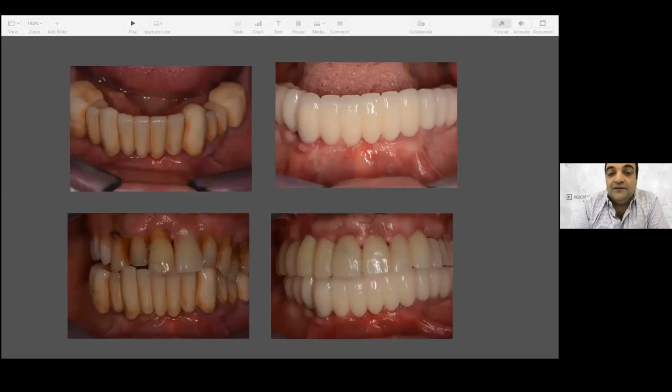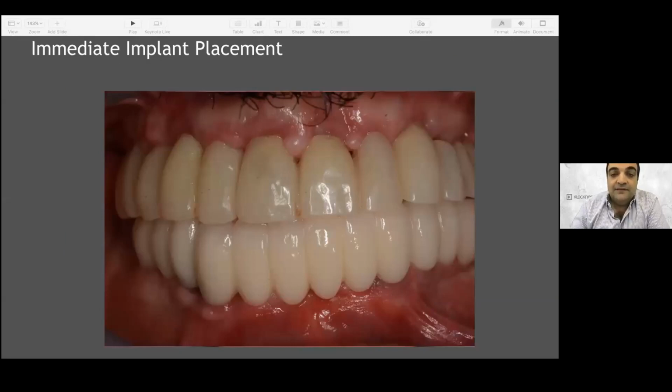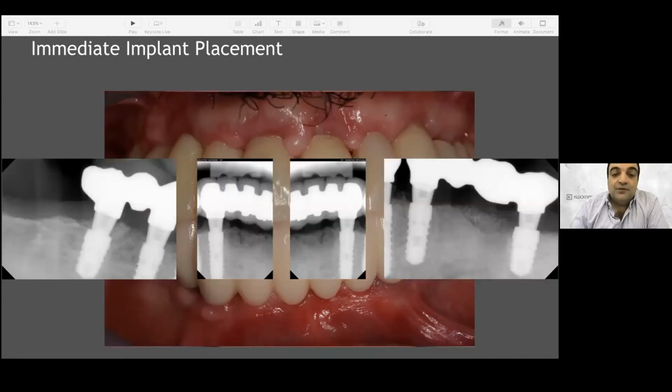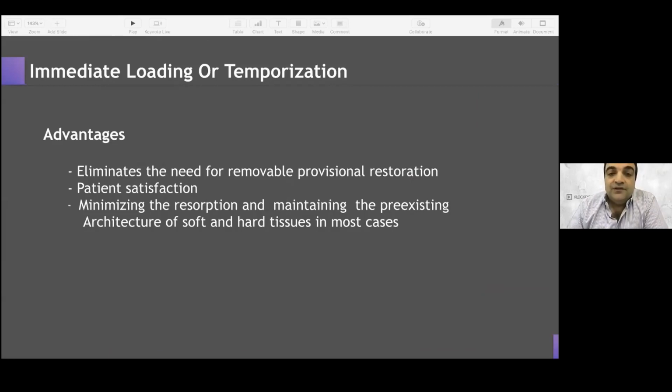We did, as I told you, 3 bridges, and these are his 3 bridges in place with a temporary bridge for the upper one. And look at the stability of our bone after 1 year of treatment. And we are waiting for this pandemic to finish for him to be able to come back and finish the upper treatment. So immediate loading or temporization, what are the advantages?